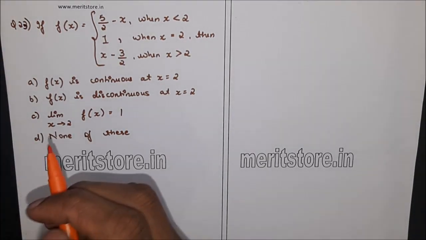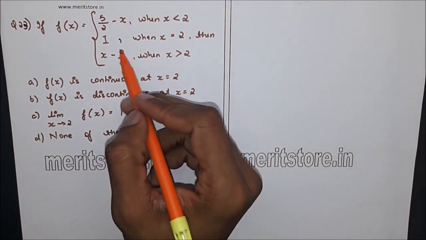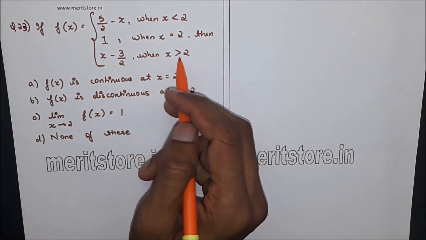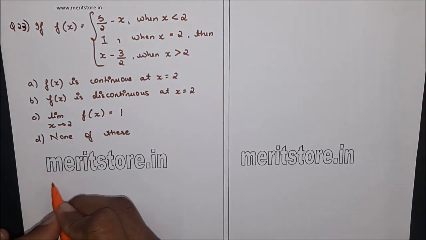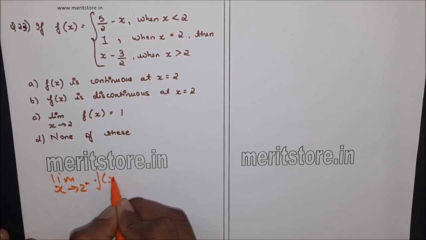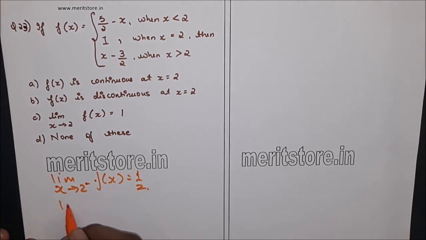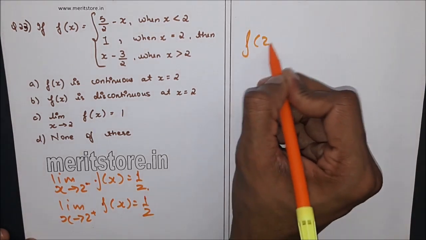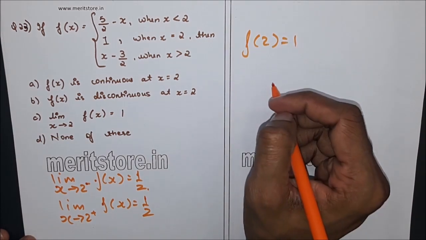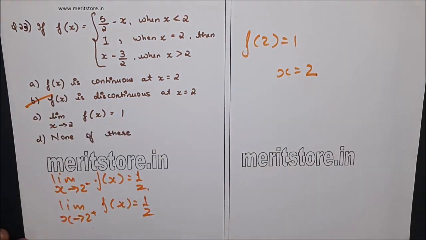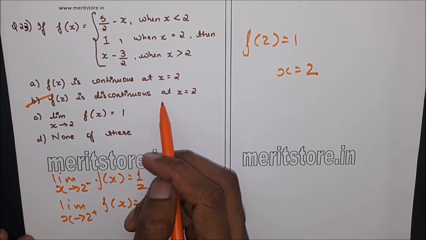If f of x is equal to 5 by 2 minus x when x is less than 2, 1 when x is equal to 2, and x minus 3 by 2 when x is greater than 2, we are given four options. Limit x approaches 2 from the left hand side of f of x is equal to half, and limit x approaches 2 from the right hand side f of x is equal to half, but f of 2 is equal to 1. Hence f of x is discontinuous at x is equal to 2. So option B is the correct answer, which is f of x discontinuous at x is equal to 2.